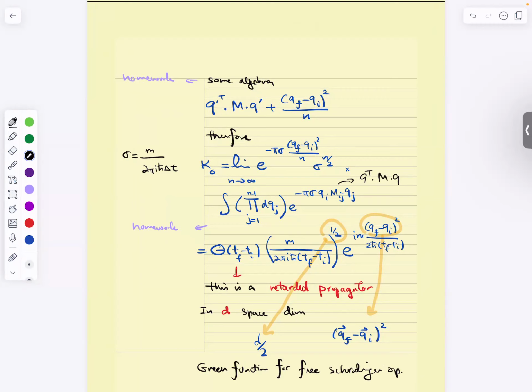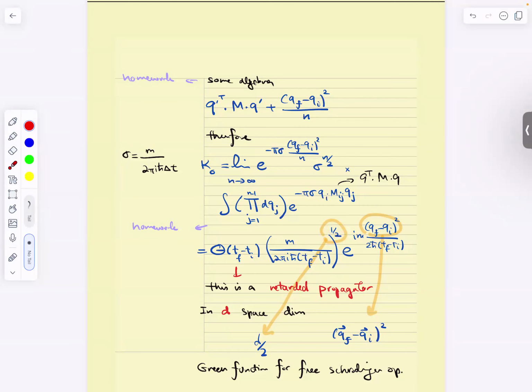The result is going to look like this. This is an integral you can do and you should do. Of course, there's a divergent piece that I'm neglecting for now. There will be a Heaviside step function, I think that's what's called, of t_f minus t_i. Hopefully that's clear why. There will be m over 2 pi i (t_f minus t_i) to the power of half. This power of half has to do with the dimensionality of space. Here it's 1, that's why it's 1.